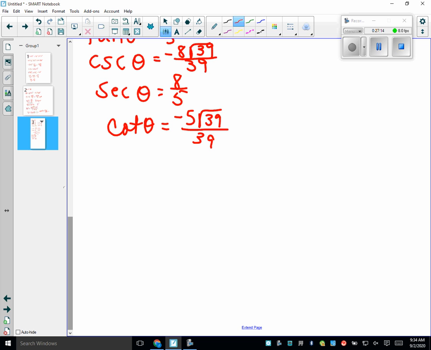Did we have to draw a triangle? No. But some people need it, so when I do an example, I'm going to try to get everybody. All right. Use your calculator to approximate the values. Round to 3 decimal places.